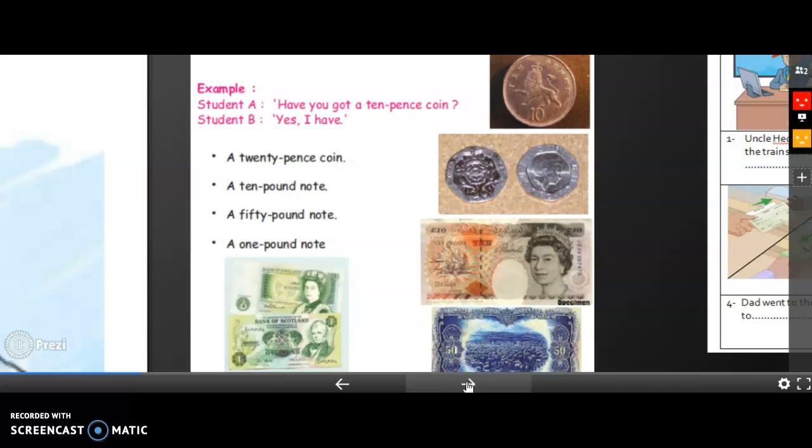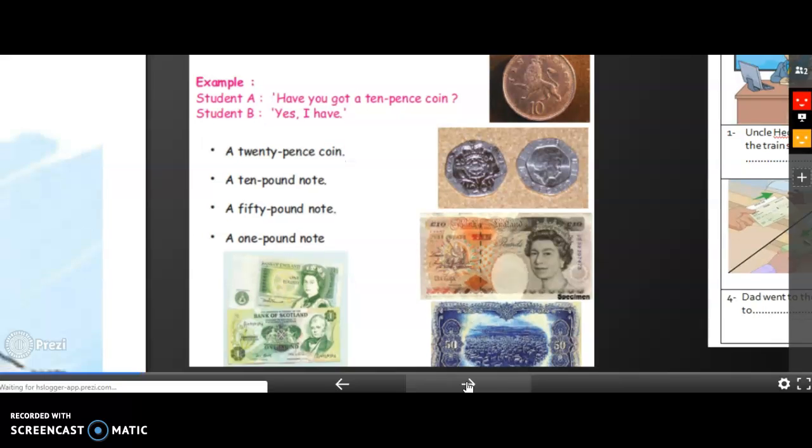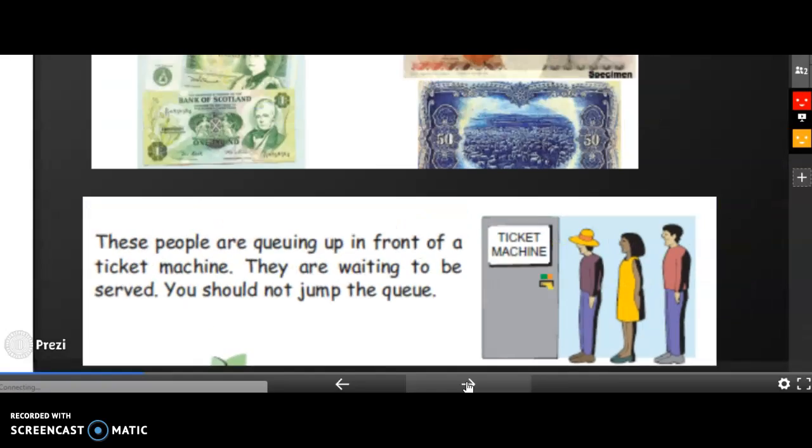So what kind of coins do you keep? I keep some coins. Okay. What coins do you keep? All the coins? No, I don't think so. I think 10 pence. You've got a 10 pence coin? 10 pence coin. That's great. Good. Do you keep notes? No, I don't. Okay.